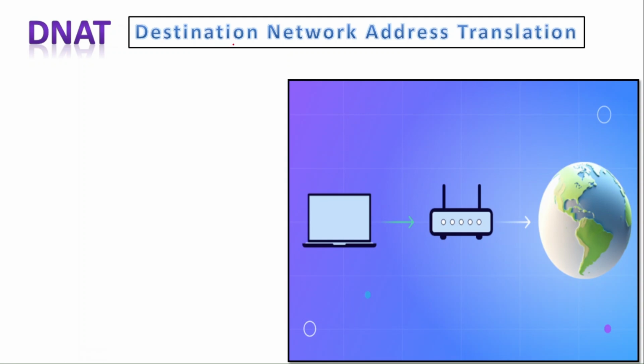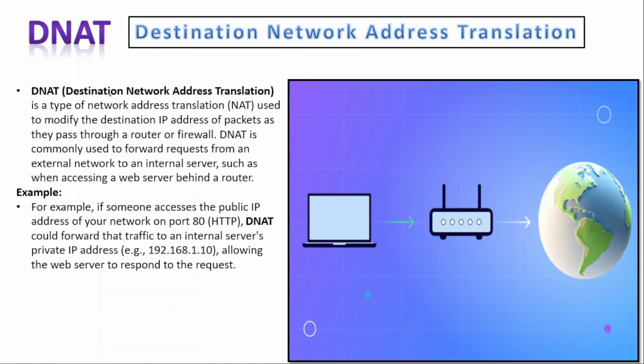DNAT, that is Destination Network Address Translation. So DNAT, Destination Network Address Translation, is a type of network address translation used to modify the destination IP address of packets as they pass through a router or firewall. DNAT is commonly used to forward requests from an external network to an internal server, such as when accessing a web server behind a router.